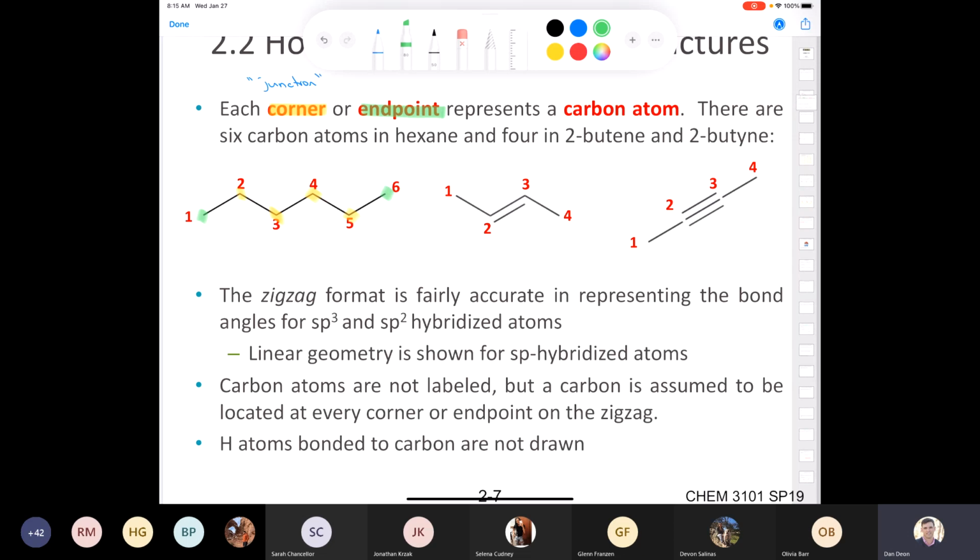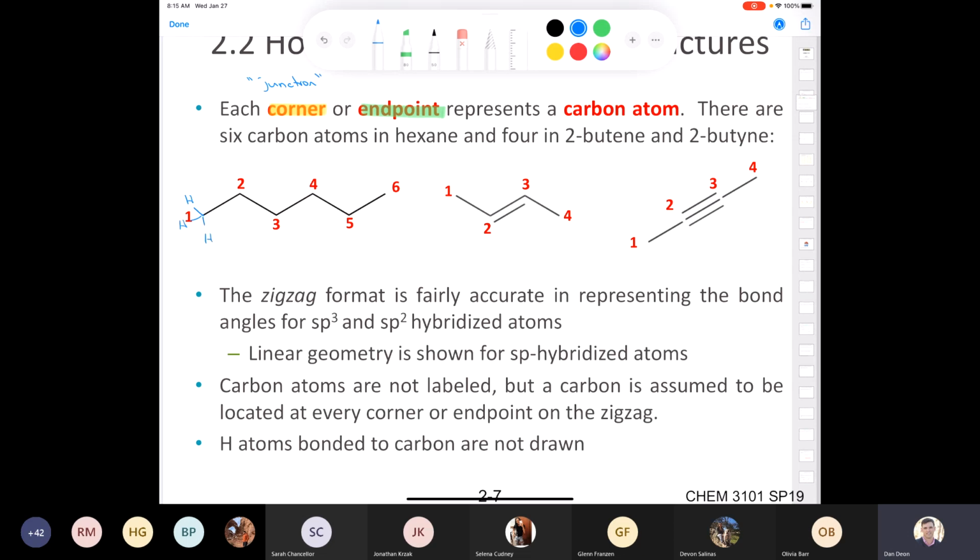Now, how many bonds does carbon form? Carbon always forms 4 bonds. So if I look at carbon number 1, for example, there is a carbon here, right? We're not drawing it in because it takes too long. But it is implied that this carbon, even though you only see 1 bond, this bond here, has 1, 2, 3 bonds to hydrogen.